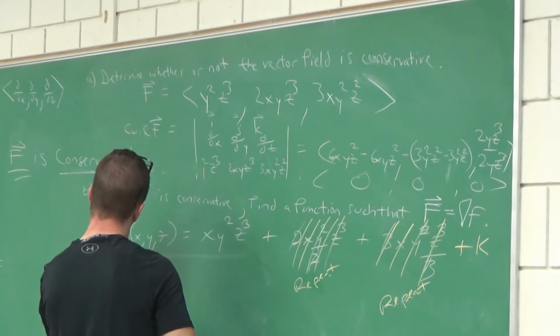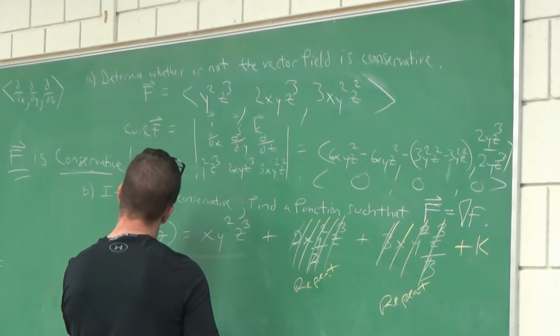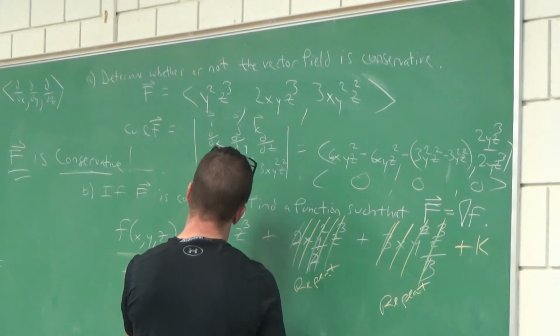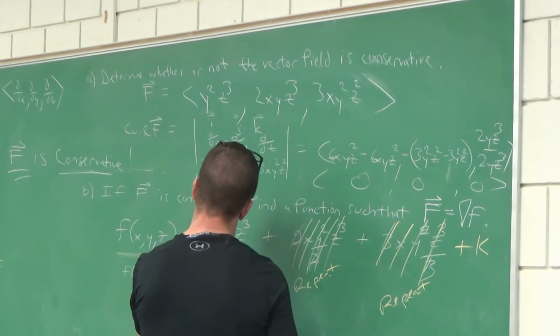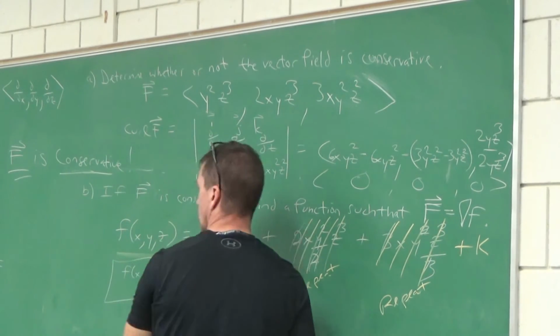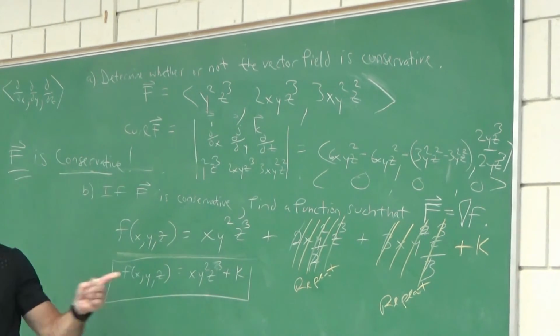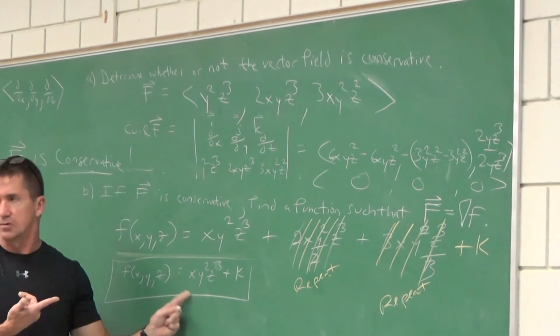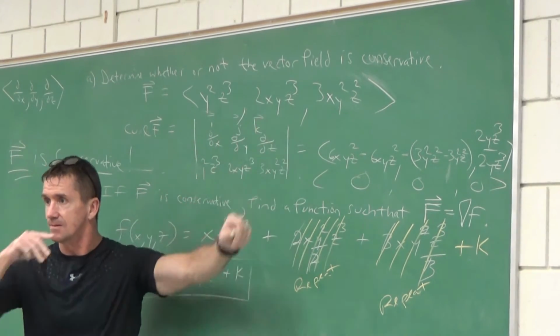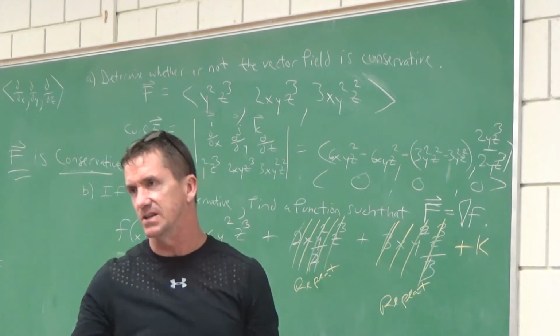So I'll write it again. Here's the function. Write it neatly. It's xy squared z cubed plus k. And you could always take time in a test to double check this by taking what? Take the partial with respect to x, you should get that. Take the partial with respect to y, you should get this. That way we can check to see you didn't miss anything.